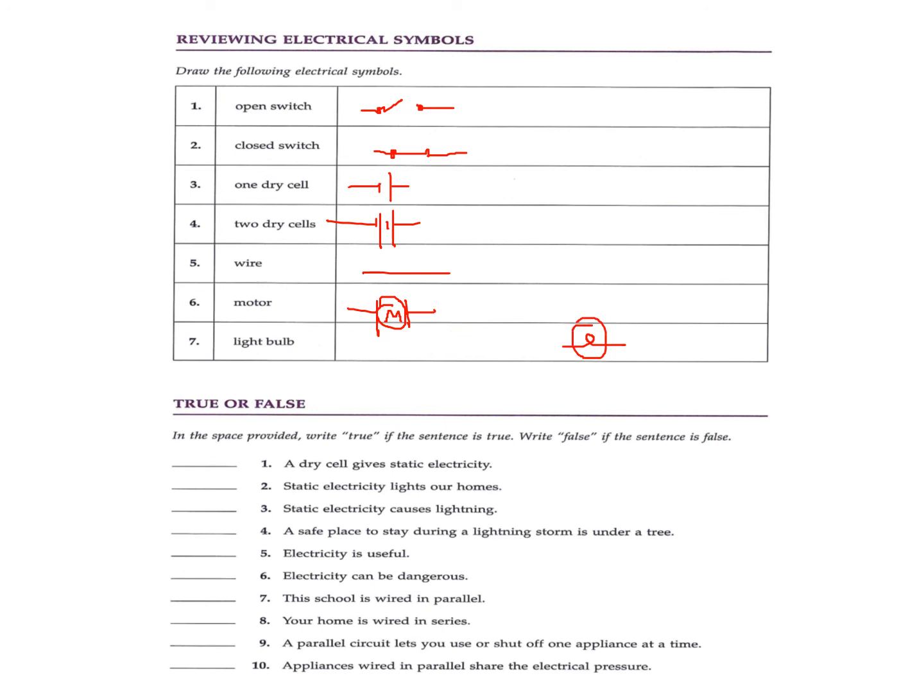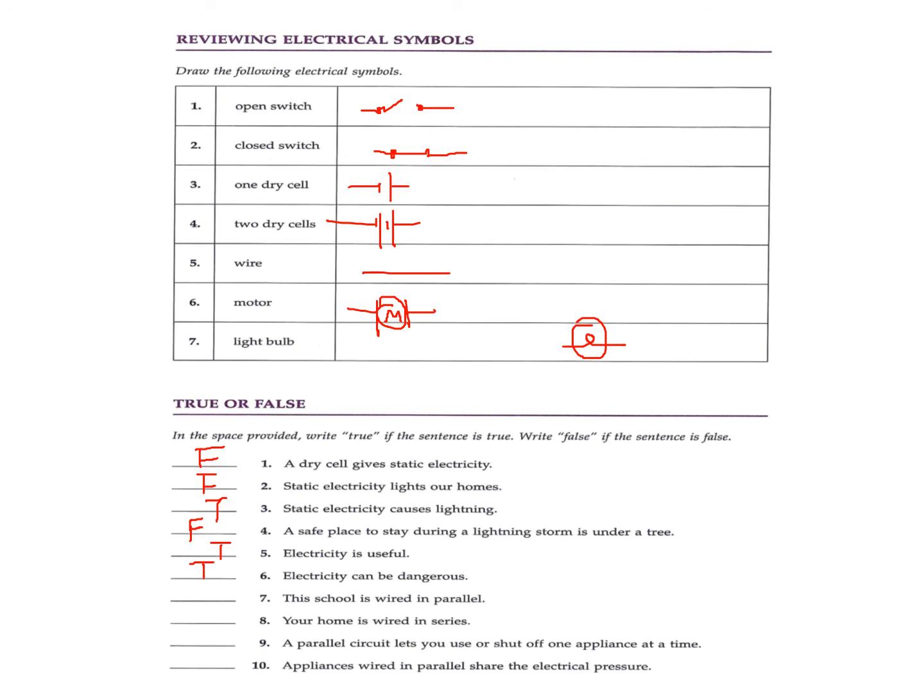So here, true, false. A dry cell gives static electricity. False. Batteries don't do that. Static electricity lights our home. Not doing that. Burns our home. Static electricity causes lightning. True. A safe place to stay during lightning from a storm is under a tree. That's false. You will burn with the tree, so don't do that. Electricity is useful. Absolutely. Can you imagine living without it? Electricity can be dangerous. Very true.